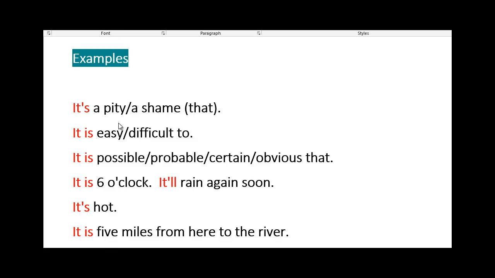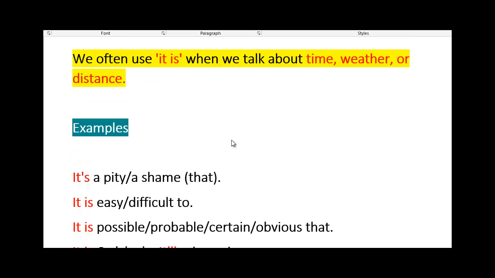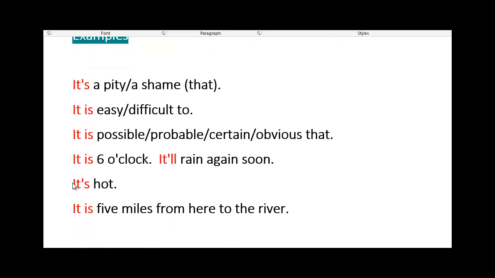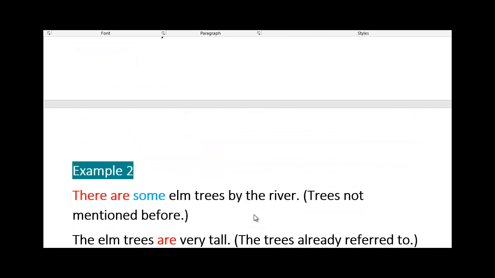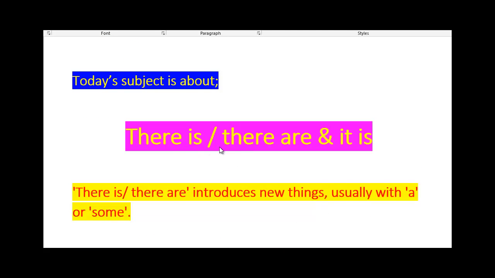Okay, it's easy to describe something like an exam or whatever. It's possible or probable or it's certain, to describe something. Okay, it is followed by an adjective. But normally we use it is, okay, for time, for weather, or for distance. Like it's hot, it's 6 o'clock, it's 5 miles from here to the river. That's all there is to say really about there is, there are, and it is.